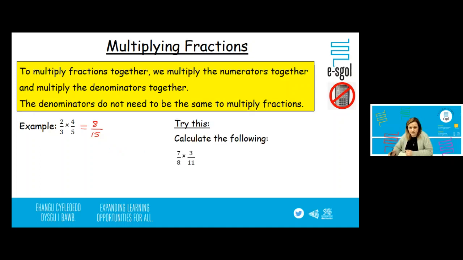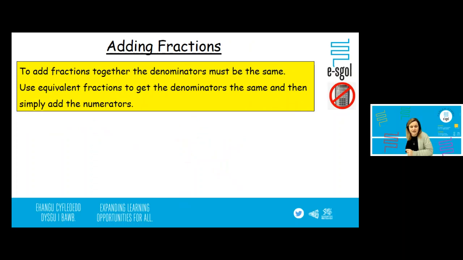So if you try the question over on the right-hand side, that's just appeared there: 7/8 multiplied by 3/11. If you pause the video, I'll come back in a second. Okay, so 7 multiplied by 3 is 21, 8 multiplied by 11 is 88, and you've got your answer. Moving straight on, we're going to look at adding fractions.